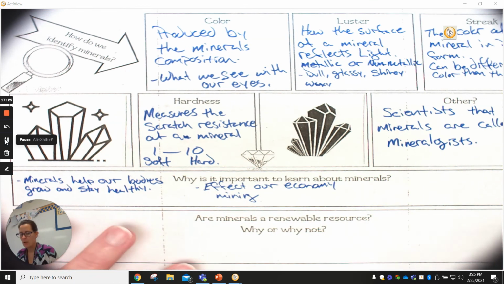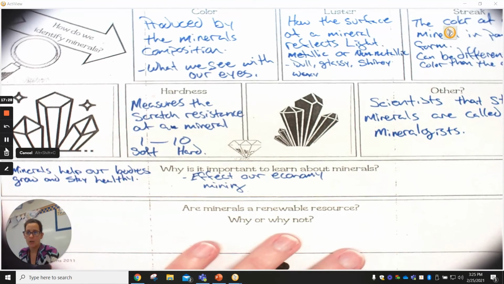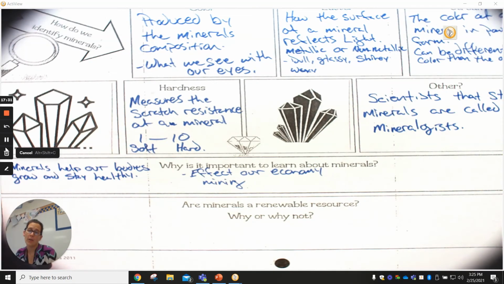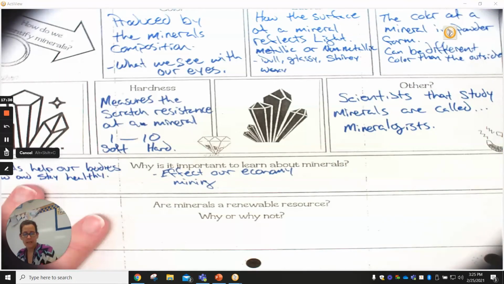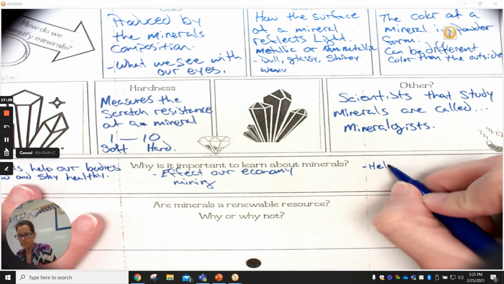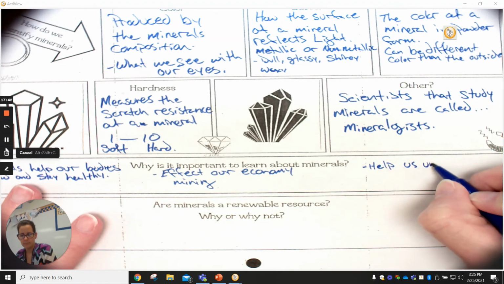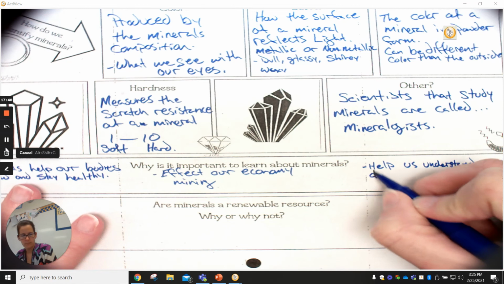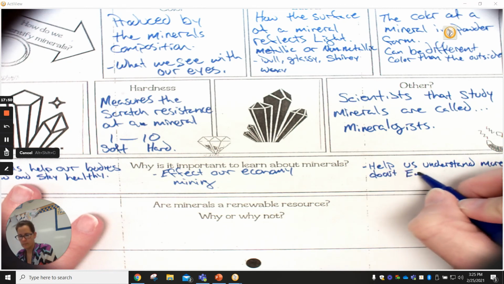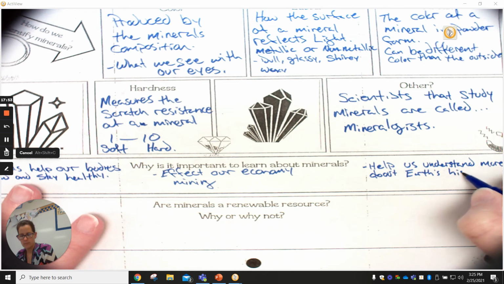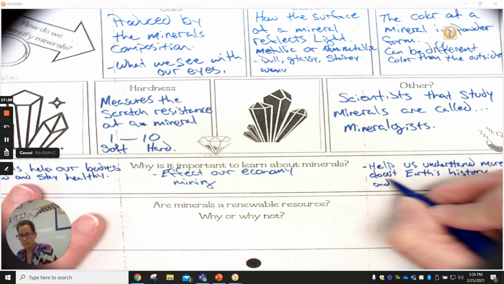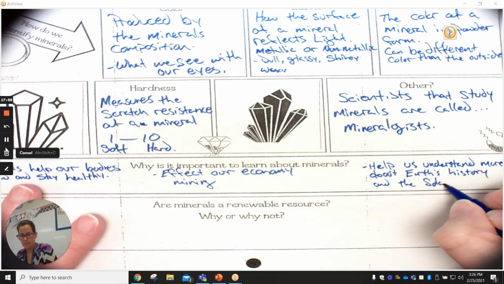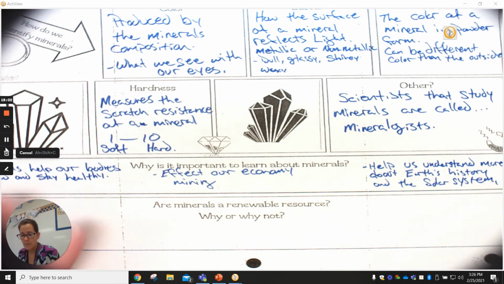Okay. And last but not least, minerals can tell us a lot about how Earth was created and how everything in our solar system was created. So I'm going to write that down too. So they help us understand more about Earth's history and the history of the solar system.